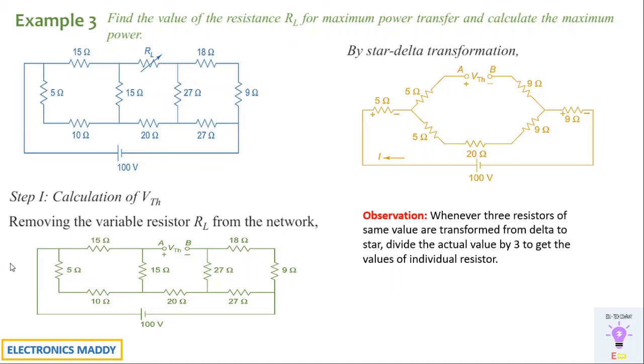So whenever you have similar values like 15, 15, 15, you'll be getting 15, and 27, 27, 27, you'll be getting 27. So when you're transforming from delta to star, the effective value of each resistor will simply be got by dividing it by 3. That is a shortcut. So that will be helpful for solving competitive exam problems.